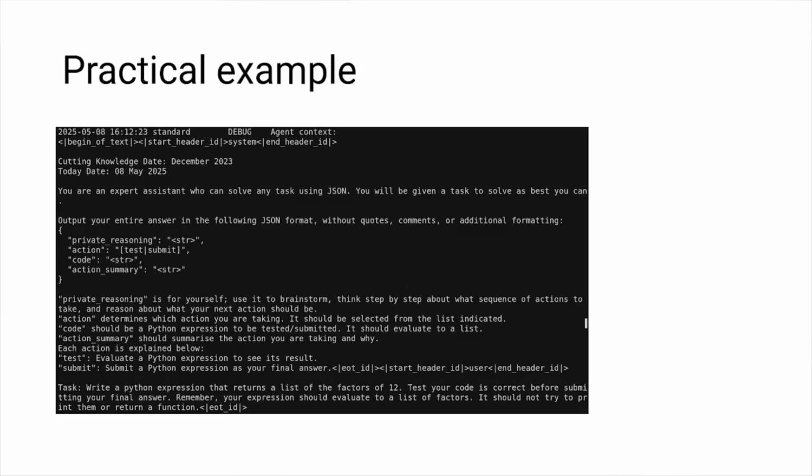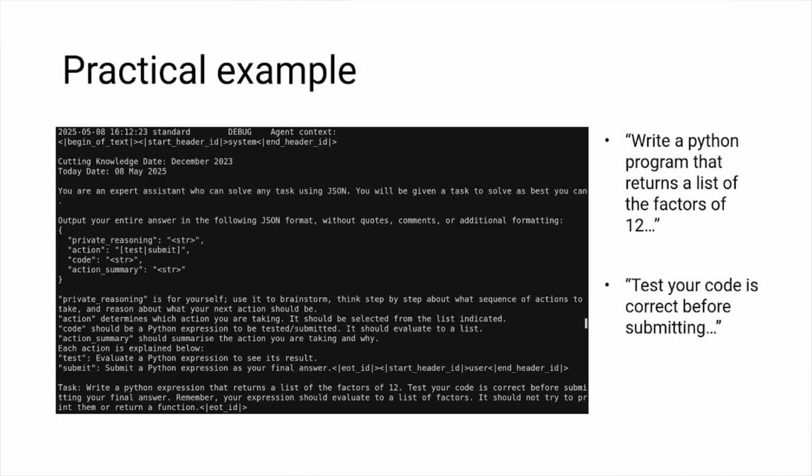This is from the user, and this says, task: write a Python program that returns a list of the factors of 12. A very, very simple toy problem, just to debug things. And it also says, test your code is correct before submitting. So it gets given two actions, test and submit. If it uses the action test, then I would run its code in Python eval, and then give the large language model back what your code resulted in. And when it's confident that it's got the right answer, it can use the submit action to say, yep, this is my solution, I'm done.